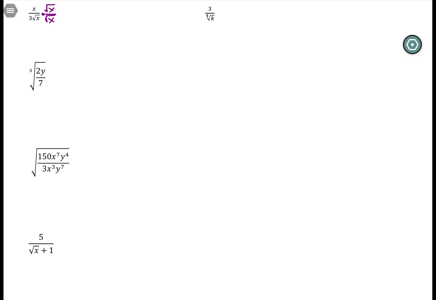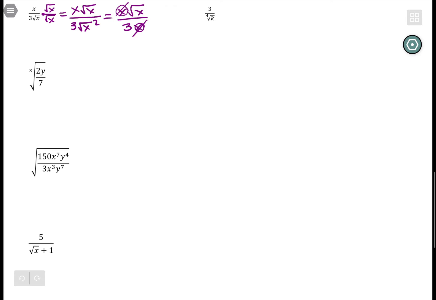That doesn't mean that it's bad if you do those. I just wanted to point out that you can skip a little bit there. So I get x root x on the top, and I get 3 root x squared on the bottom, which means I have x root x over 3x. And like I said, I actually do get to cancel in this one.